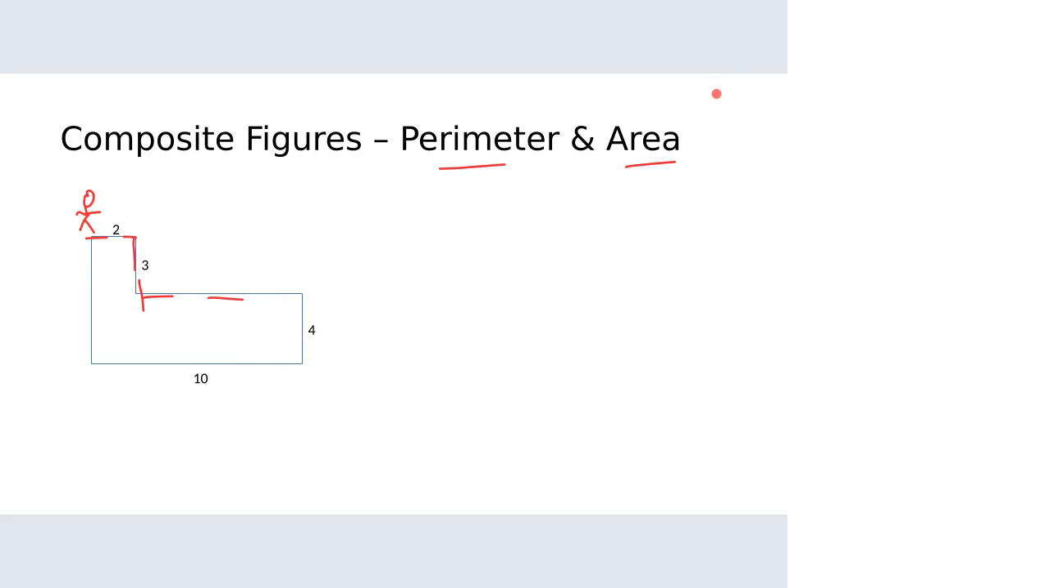I do have a little bit of a problem here, though. This figure didn't give me the length of this piece, and it didn't give me the length of this piece. Before I can find the perimeter, I'm going to have to know those side lengths. So I'm going to ask you to help me out. This length right here, how far is it? What's the length of that line segment?